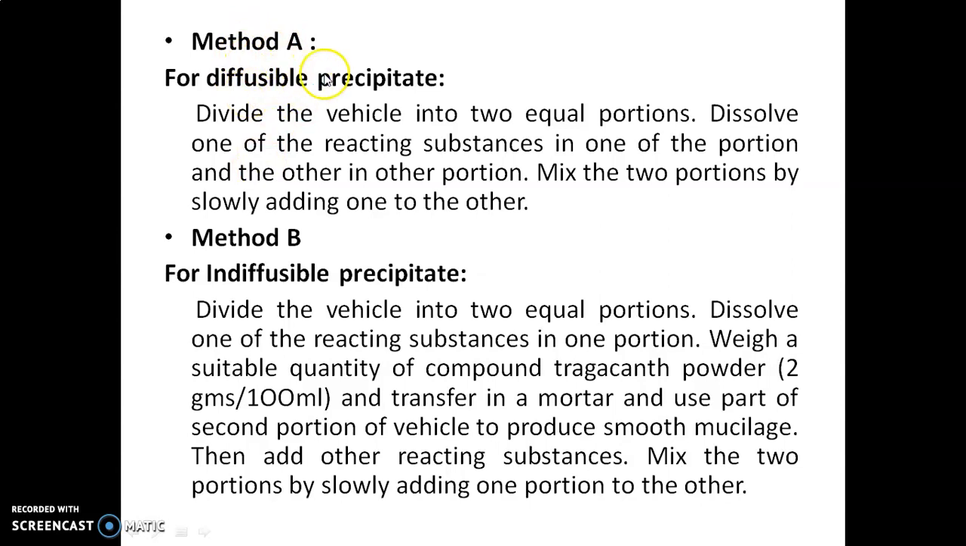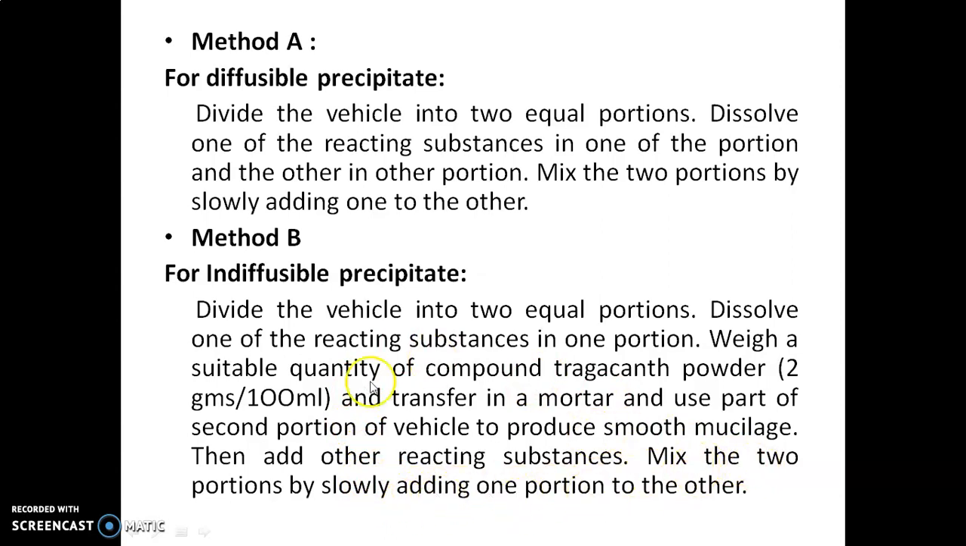Method A, which is for the diffusible precipitate: divide the vehicle into two equal portions, dissolve one of the reacting substances in one portion and the other in the other portion. Mix the two portions by slowly adding one to the other. Method B, which is for indiffusible precipitate: divide the vehicle into two equal portions, dissolve one of the reacting substances in one portion, weigh a suitable quantity of compound tragacanth powder, that is 2 grams per 100 ml, and transfer it to a mortar and use part of the second portion of the vehicle to produce a smooth mucilage. Then add the other reacting substance, and mix the two portions by slowly adding one portion to the other.